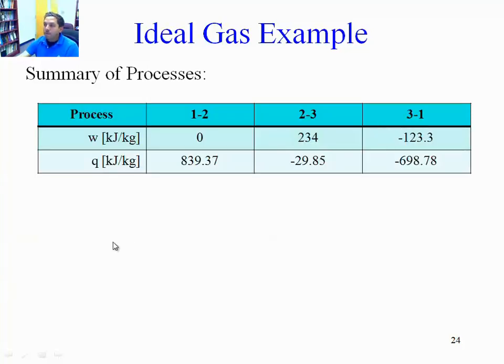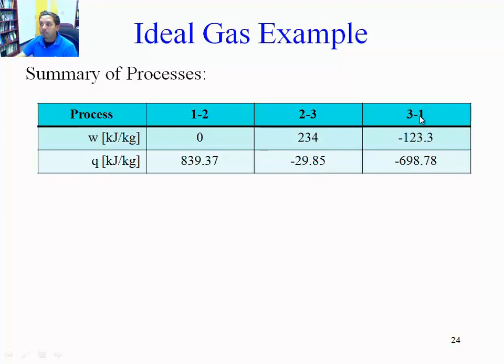So back to a summary of processes. Basically, we have a process from 1 to 2 where there's no work and there's a heat in of 839.37. We have a process from 2 to 3 where there's positive work because it's an expansion process. Maybe this piston is moving up or expanding. And we have an energy release in the form of heat, or heat waste, of negative 29.85.